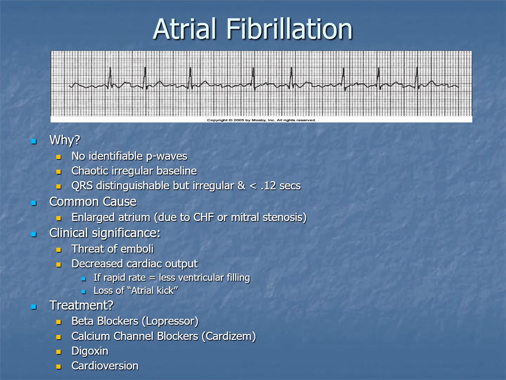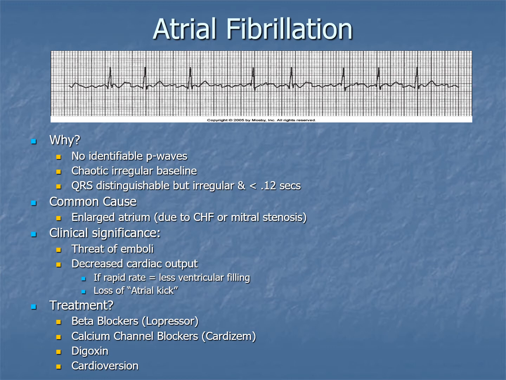Atrial fibrillation, not to be confused with ventricular fibrillation. So atrial fibrillation is where the upper chambers of the heart, the two atria, are quivering. The hallmark of it is a squiggly baseline and the actual QRS is irregular. It's singularly one of the more common dysrhythmias. It's characterized by no identifiable P waves and a chaotic irregular baseline. The QRS is distinguishable, so you can see it, but it's irregular.